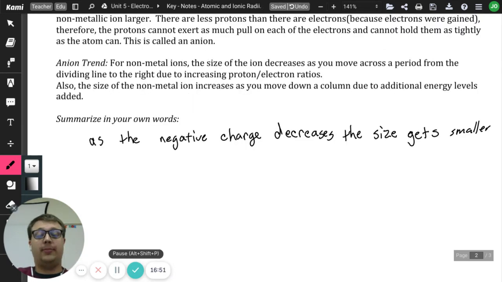Okay, so here is our basic trend. As the negative charge decreases, the size is going to get smaller, right? So if we're comparing nitrogen with a -3 to the nitrogen atom, nitrogen with a -3 is going to be much larger than the nitrogen atom, versus fluorine with a -1 and the fluorine atom. The fluorine with the -1 would still be larger than the atom, but the difference is smaller than the difference between the nitrogen with the -3 charge and the nitrogen atom. Okay.